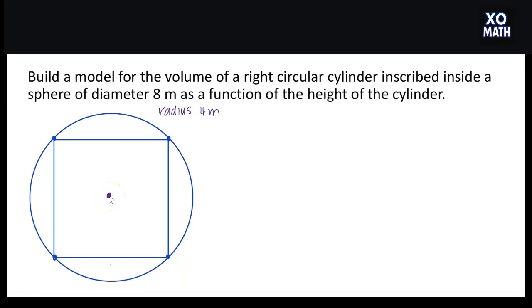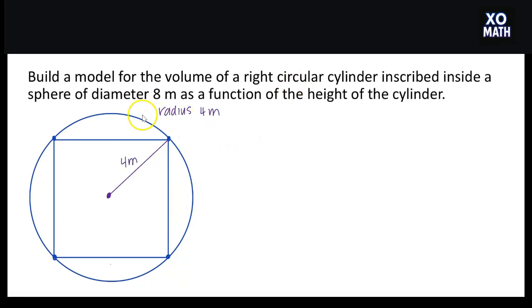Well, I could take that center point and go either perfectly to the right to identify the radius or straight up. But because I'm trying to connect the idea of the cylinder inside the sphere, or the rectangle inside the circle, I'm going to choose to go from the center of the circle to one of the vertices. And I'm going to think about that as a length of 4 meters.